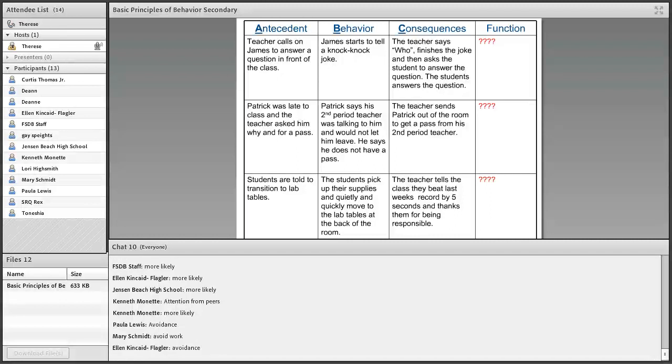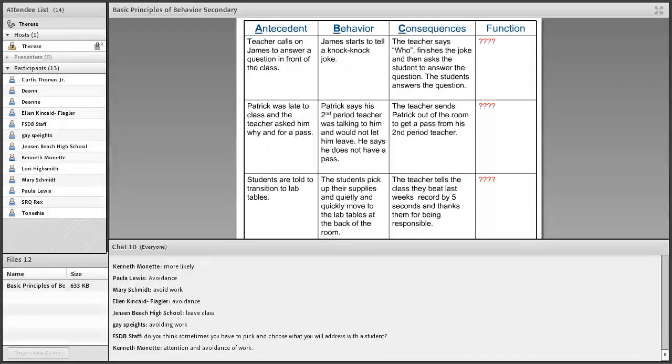Yep, he's avoiding work. That's right. So that behavior, telling the teacher that he was talking to his teacher before and he doesn't have a pass, that behavior gets him out of class. He gets to avoid work. Very good. All right, we're going to hit the last one here.